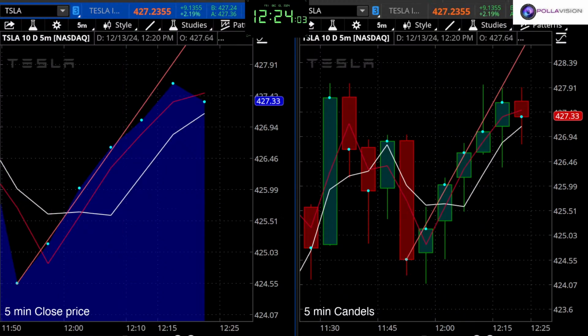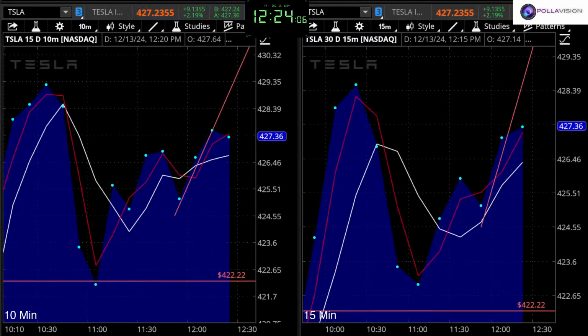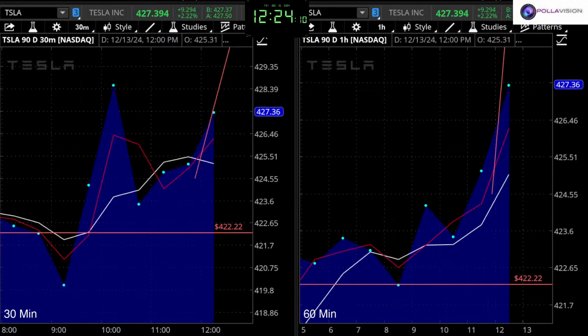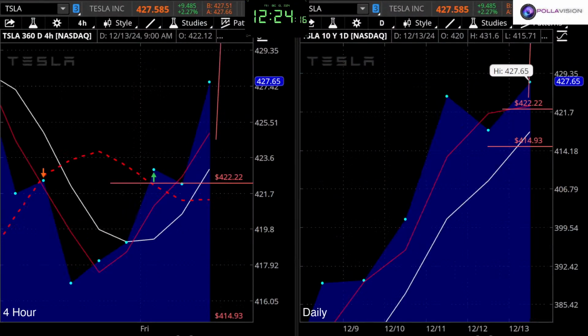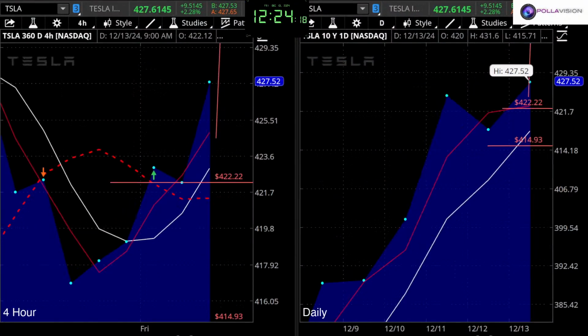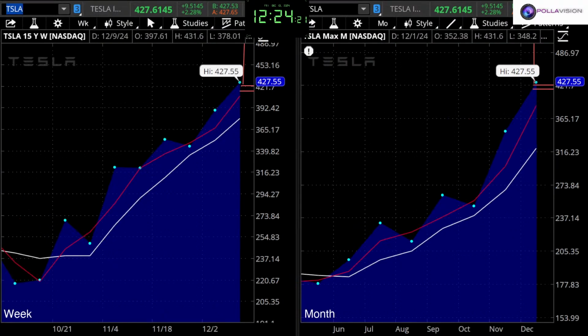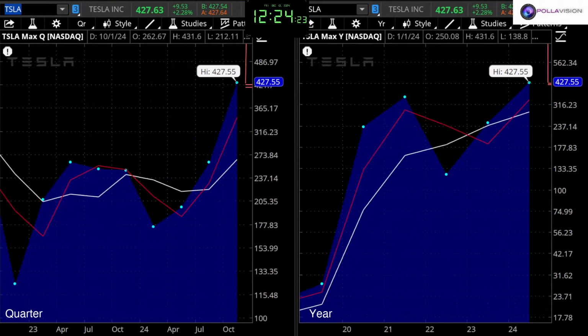Let's look at the big picture. So what's the 10 and 15? So we're down on the 10. 15 is still up. We're up on the 60 and the 30, the 90 and the 120. We're holding strong. The 4-hour and the daily, we're up on both. Week and the month, we're up on both. Quarter and year, we're up on both.